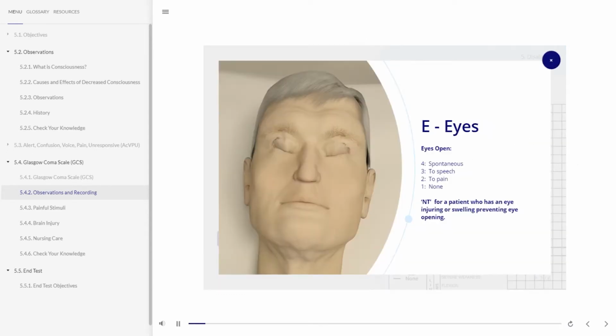If the patient's eyes are open on approach, then he would normally score a 4. If the patient's eyes open only when you speak to him, then he scores a 3. Start speaking in a normal tone of voice before gradually raising your voice. Some patients may respond better to familiar voices. If a painful stimulus is required to initiate eye opening, then the patient scores a 2. If the patient's eyes do not open in response to speech or pain, then he scores a 1. If the patient's eyes are closed for another reason, such as eye injury or swelling, record the letters NT to indicate non-testable.